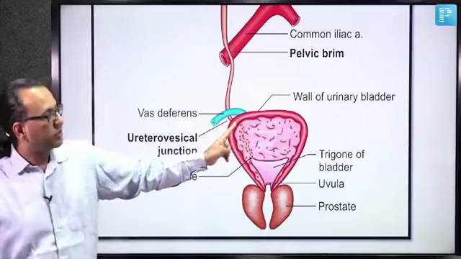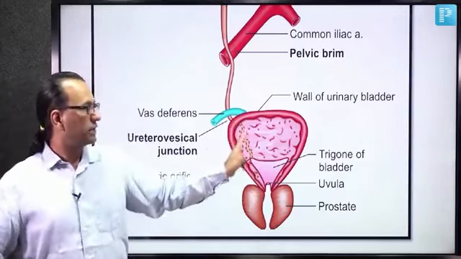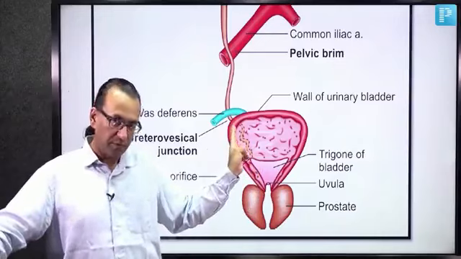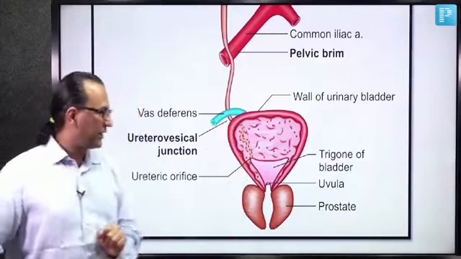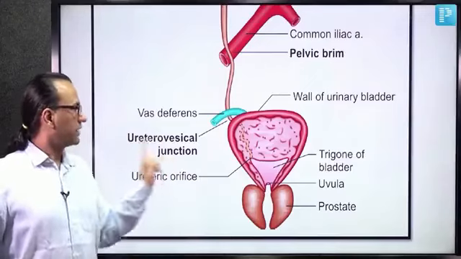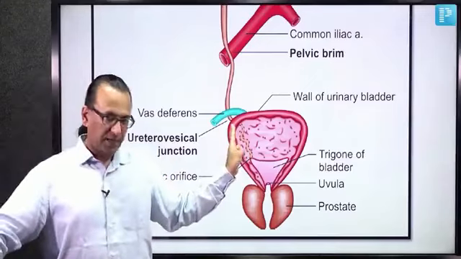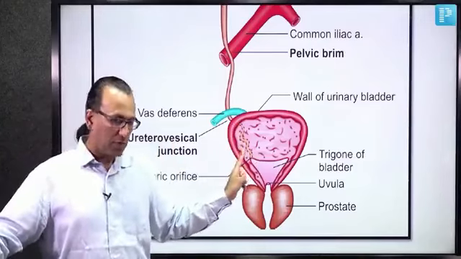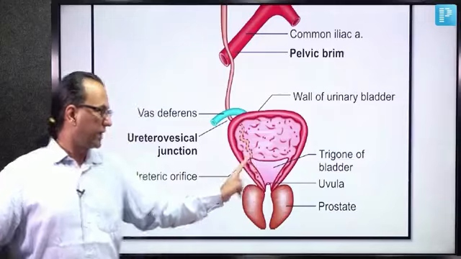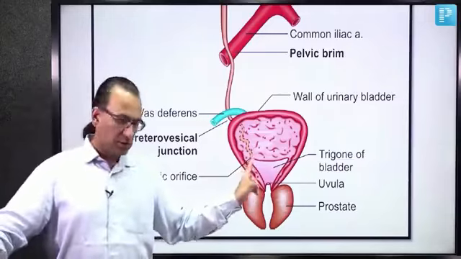Some books will say the narrowing is the intramural course, when the ureter is passing through the detrusor muscle of the urinary bladder, and some books will say it is the trigonal opening. So my advice is: the narrowing, according to Gray's Anatomy, is the ureterovesical junction. If not found, then you can say it is the intramural course. If that is not found, then you can say the trigonal opening is also the narrowing.